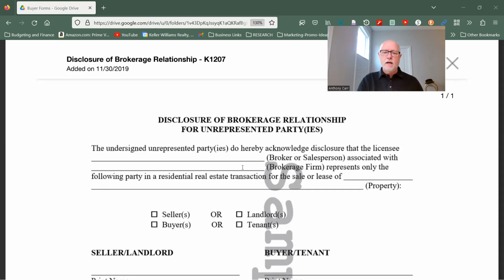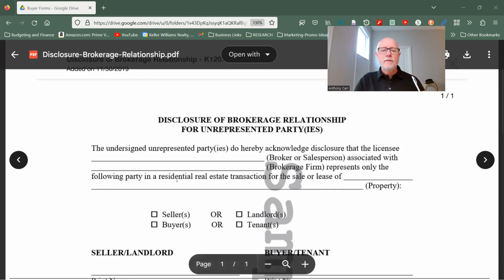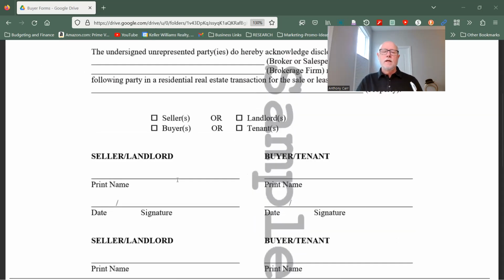And we see here you've got the salesperson's name on the first line. The second line here is the firm, and then following in a residential transaction for the lease, sale or lease of, you have the property address. And then you start clicking boxes here. I represent the seller or the landlord, or I represent the buyer or the tenant.